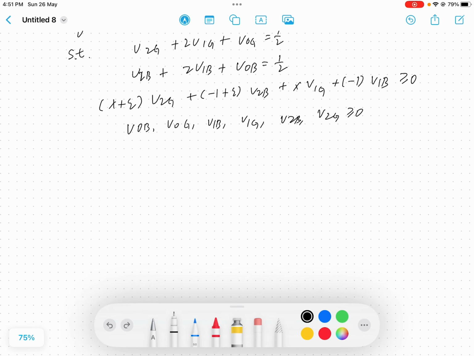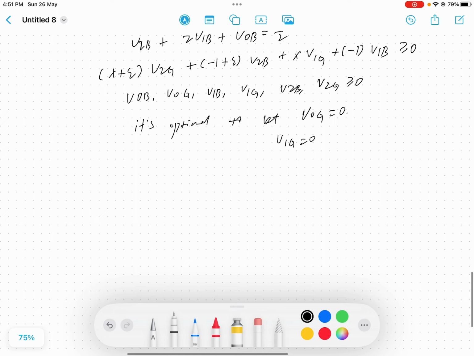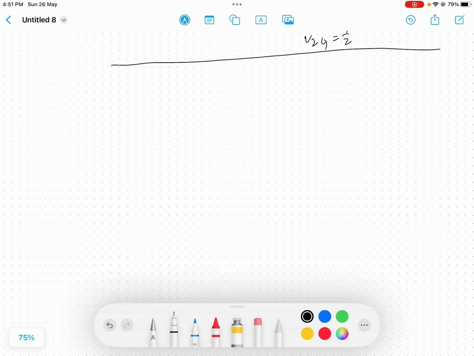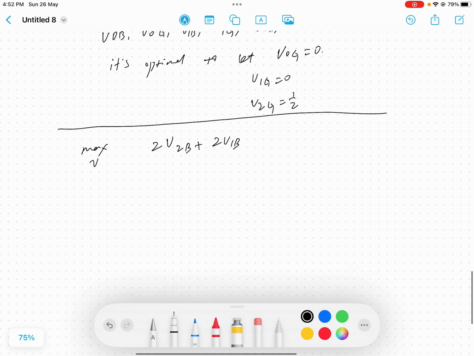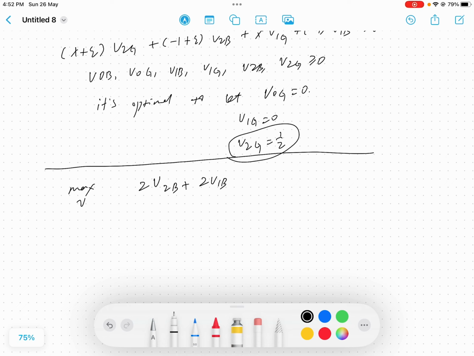So then it's optimal to let v0g be 0, and also v1g be 0 and v2g be 1/2. And from this, it is pretty quickly simplified, right? Now we can rewrite this problem again and further simplify it. So max by choosing v, this becomes very simple. This is just v2b plus 2v1b, right? Because the other terms are just constants. 2 times this is 1, but we don't need to write a constant in the objective function because it doesn't matter when we are maximizing, and those zeros just disappear, okay?